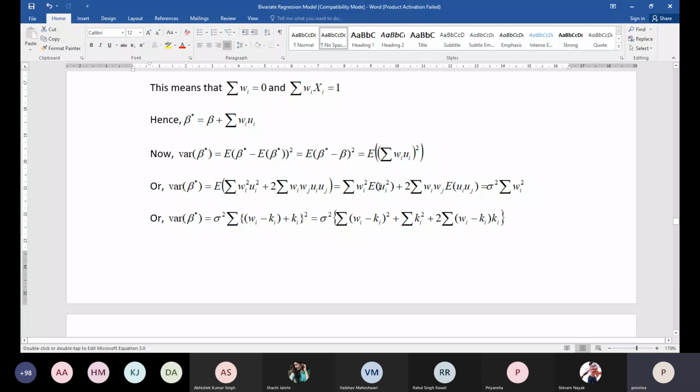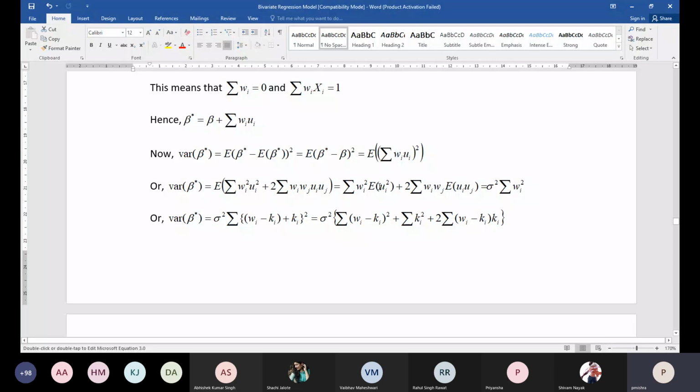Now this wi square can be rewritten as, say, wi minus ki plus ki whole square, then summation, sigma square, as it is here. So basically this wi square, I am just rewriting in this fashion, that is wi minus ki plus ki whole square. Then again a square plus b square plus 2ab, along with the summation operator, and then whole multiplied by sigma square. Then what is happening? I am getting this, plus this. What is this? Ki.